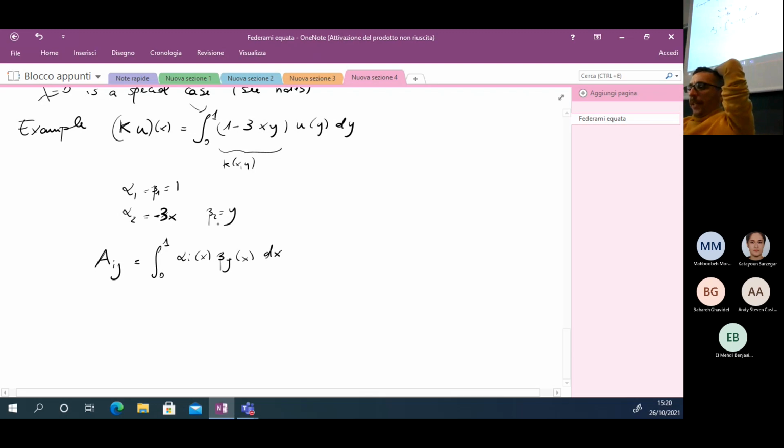The fact that I'm writing here beta in y does not mean that I have to write this always as a function of y. This is a function of something, but this something can be x. Indeed, what I have to do is to write this thing as this one when I'm performing these integrals. It's like saying, evaluate beta j when y is equal to x. That's the same.